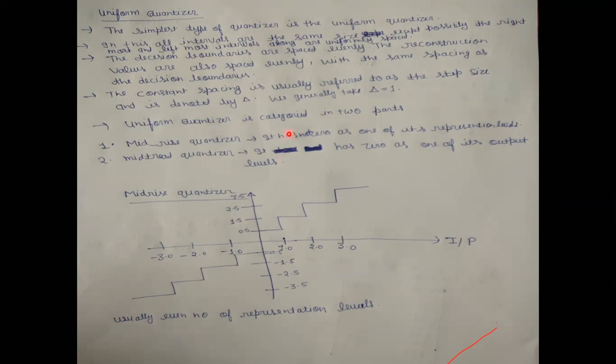So the mid-rise quantizer will be used in the case where there is an even number of representation levels as output values, because we will not take 0 as a representation level.